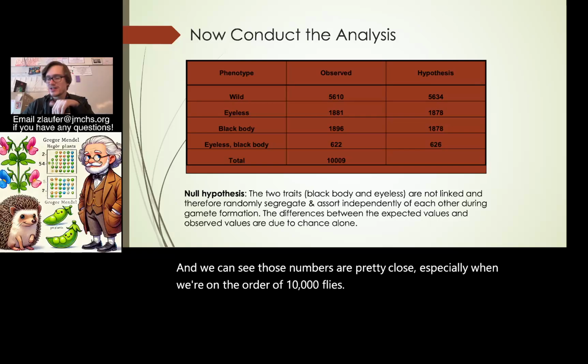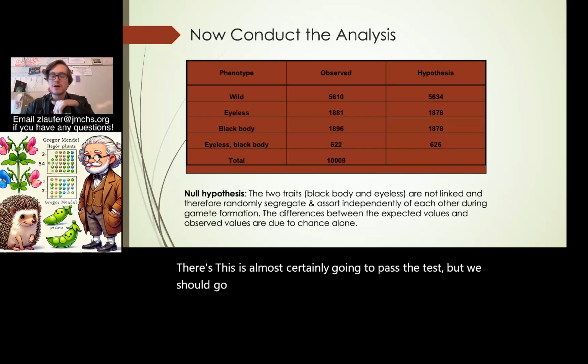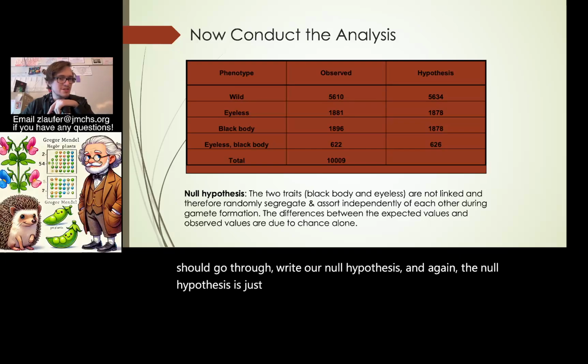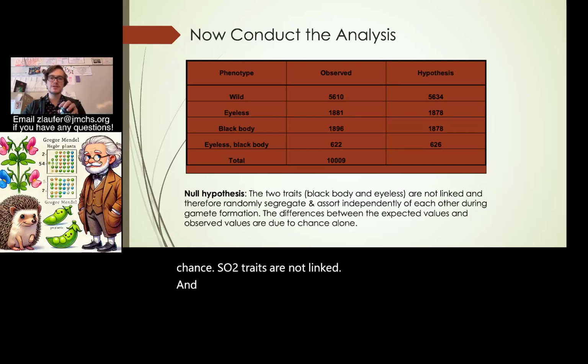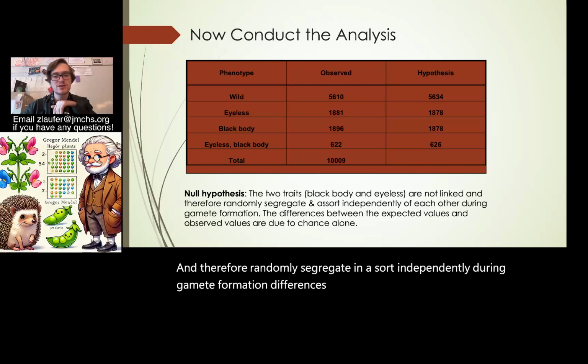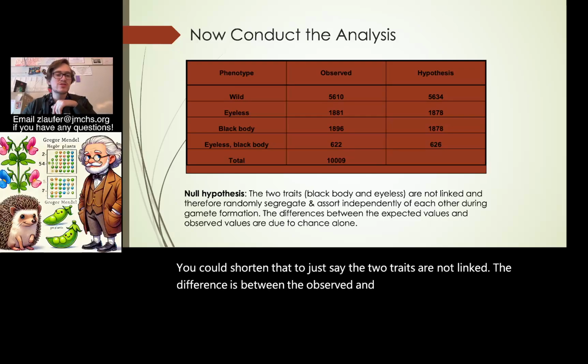This is almost certainly going to pass the test, but we should go through and write our null hypothesis. Again, the null hypothesis is just that any differences we see are due to random chance. So the 2 traits are not linked, and therefore randomly segregate and assort independently during gamete formation. Differences between expected and observed values are due to chance alone. Really, you could shorten that to just say the 2 traits are not linked, and the differences between the observed and expected values are due to chance alone.